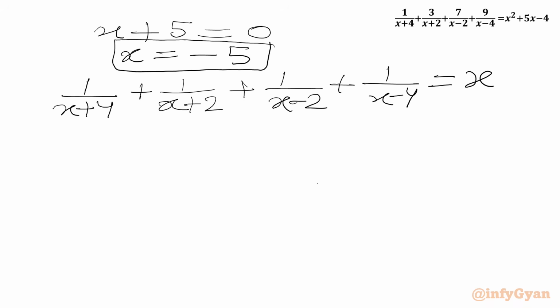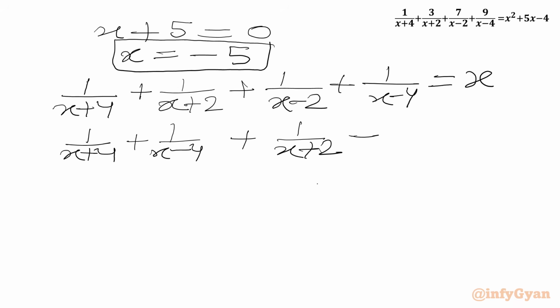Now we will write the first and last term all together: 1 over x plus 4 plus 1 over x minus 4. The second term and second last term all together: 1 over x plus 2 plus 1 over x minus 2, equal to x. Now we have to take LCM over here.